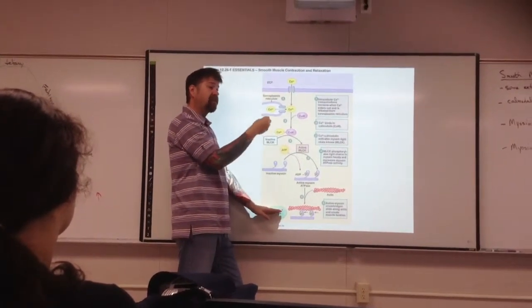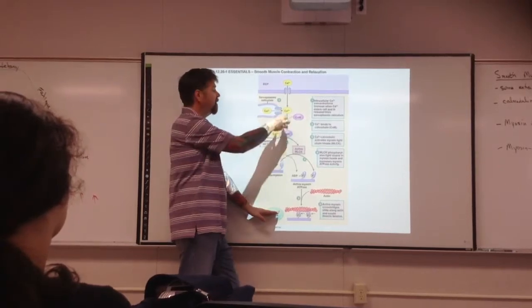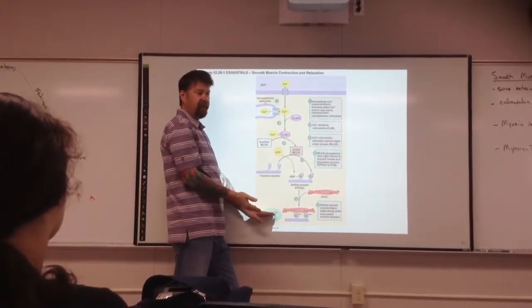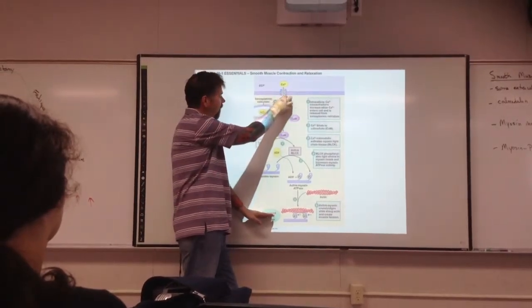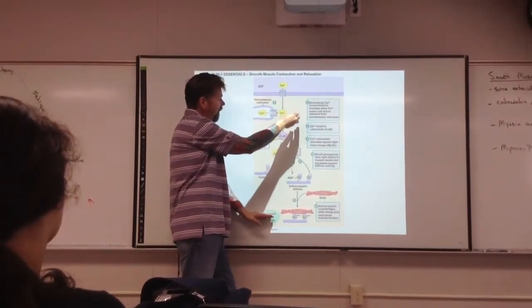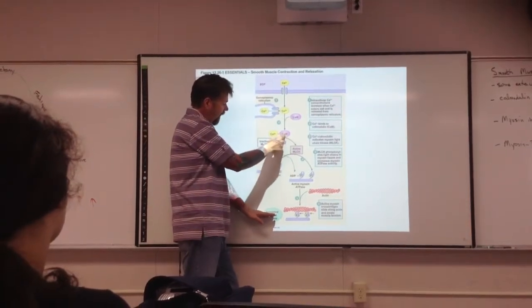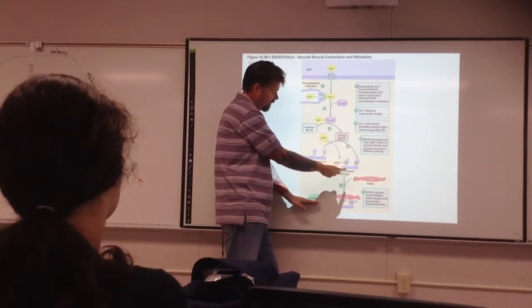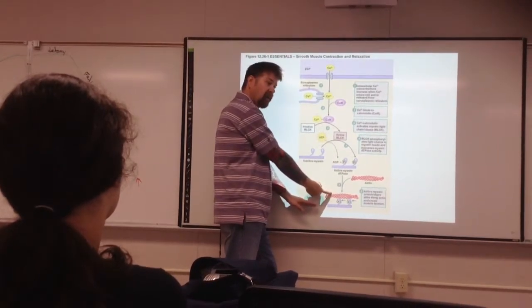So calcium still triggers muscle contraction, right? It is a rise in cytosolic calcium that triggers contraction. It just does it differently. So we get a rise in cytoplasmic calcium. Calcium binds to calmodulin. Calmodulin now activates MLCK. MLCK phosphorylates myosin. Myosin binds to actin and a power stroke.